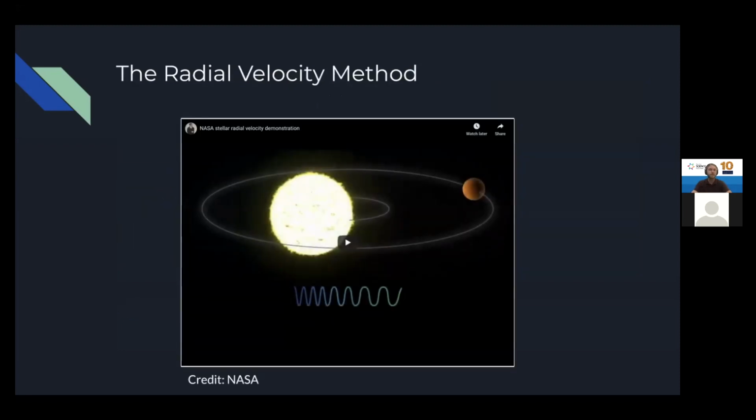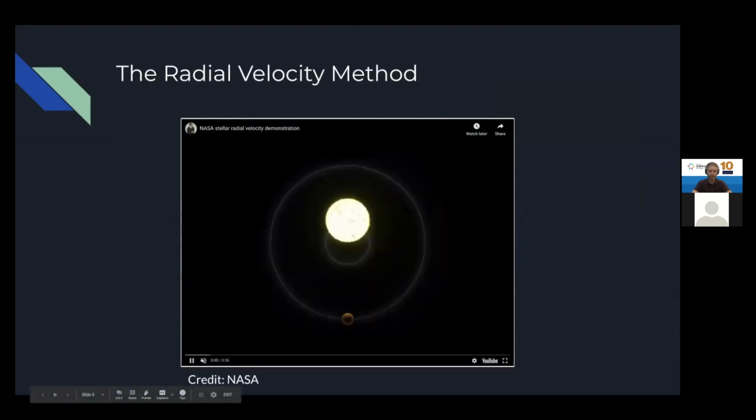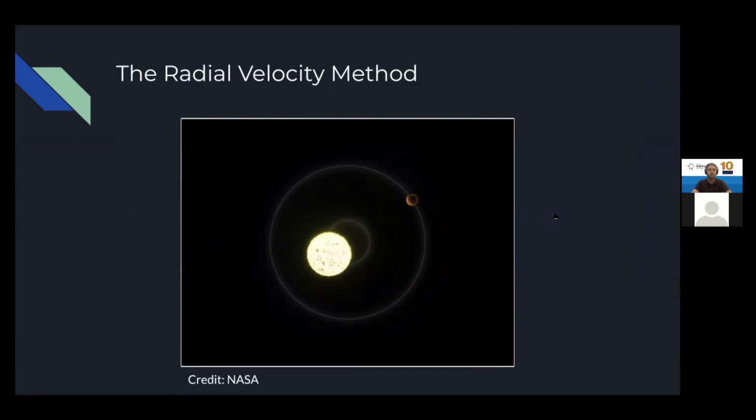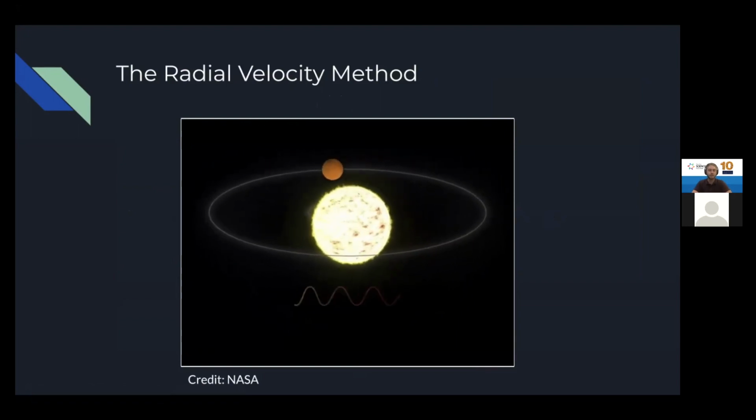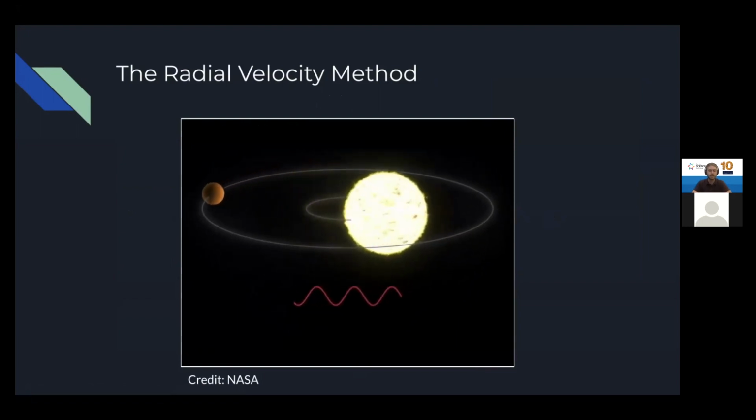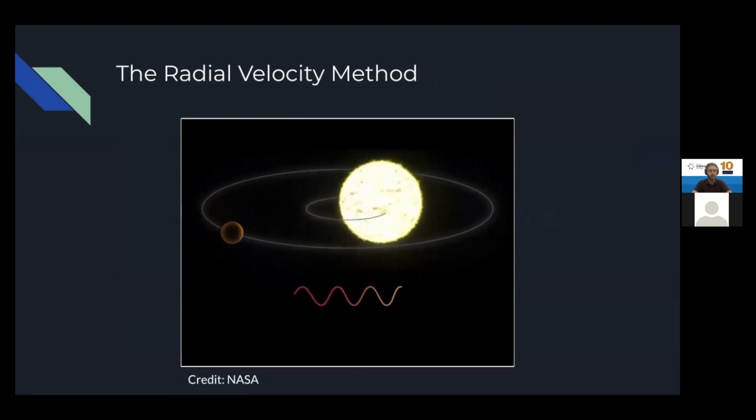The first method that I want to talk about today is called the radial velocity method, also colloquially known sometimes as the wobble method. Essentially, what astronomers do to find a planet with this method is they look at the star itself and look to see whether the star is wobbling back and forth.